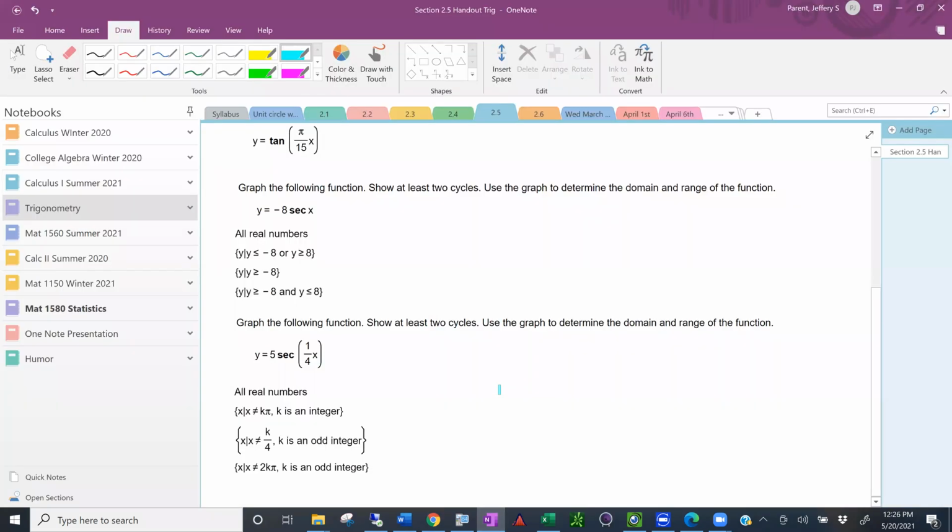All right, we'll finish up with a couple more here. Graph the following, show at least 2 cycles. Determine domain and range. So that's a good one. Let's take a look at this one. Y equals -8 secant x. What I'm going to do is build this graph up slowly using translations and stuff like that.